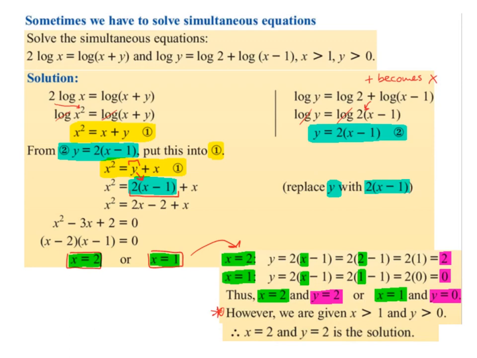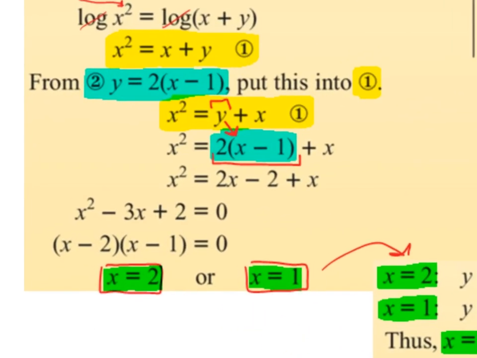Then we multiply out the brackets. 2 times x is 2x, 2 times minus 1 is minus 2. So we have x squared equals 2x minus 2 plus x. We bring everything over the left hand side. Bring down the x squared. 2x and x is 3x, and bringing it over the equal sign is minus 3x. Then bringing over the minus 2 becomes plus 2.